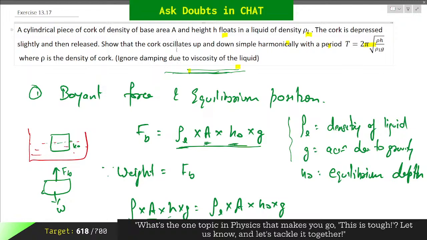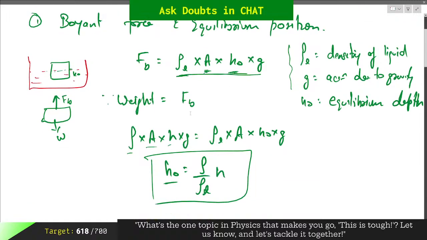So the mass of the cork would be equal to rho times A times the height of the cork, and the buoyancy force would be equal to rho L times area times the submerged length of the cork. Initially, the weight of the cork balances the buoyancy force, and we get the initial depth of the cork as h naught equals rho by rho L times h, where h is the height of the cork.